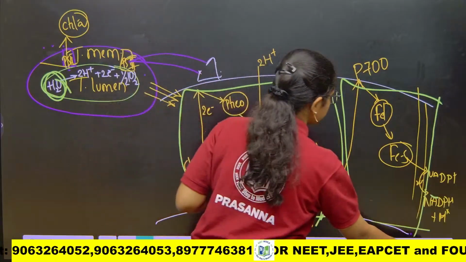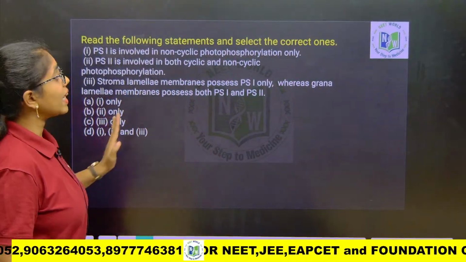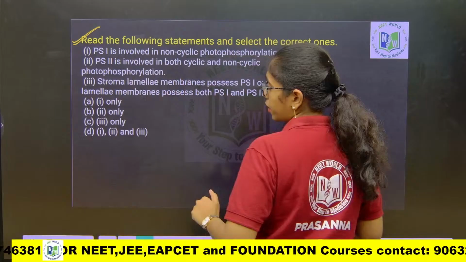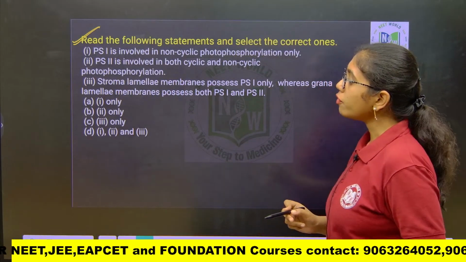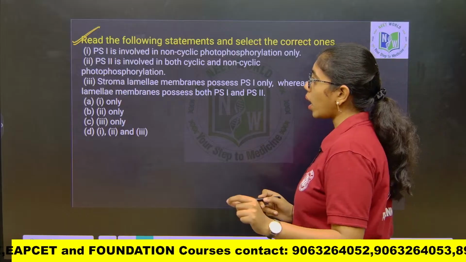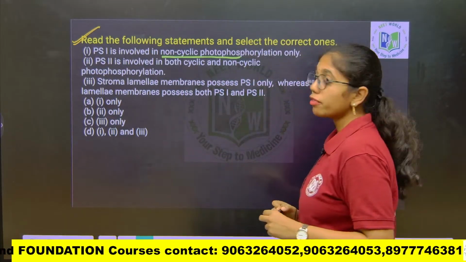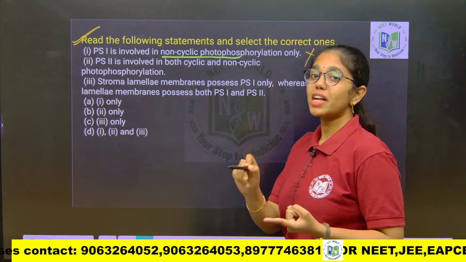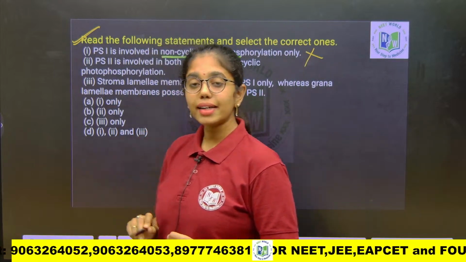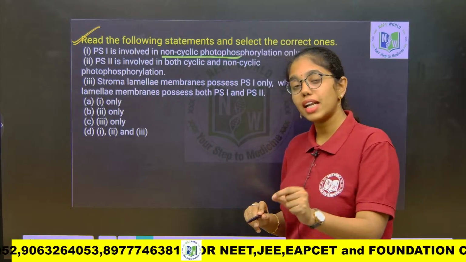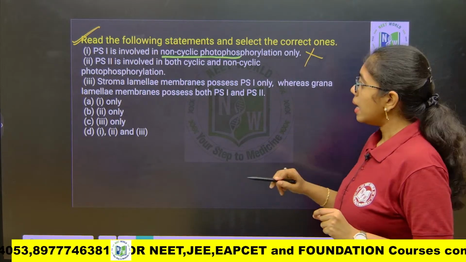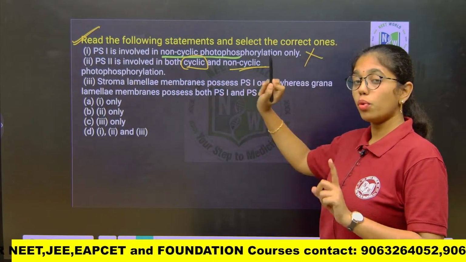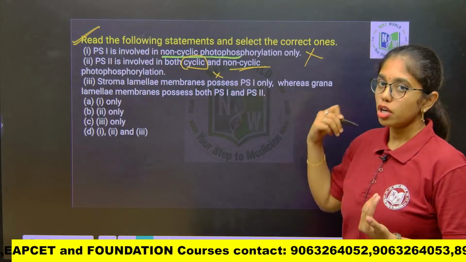Next, read the following statements and select the correct ones. These are statement based. So, here if you see, PS1, photosystem 1, is involved in non-cyclic photophosphorylation only. Wrong. Just now we have discussed, right? PS1 which is present in the stroma lamellae is conducting only cyclic photophosphorylation, that too in bacterial photosynthesis. PS2 is involved both in cyclic and non-cyclic. No, PS2 is involved only in non-cyclic, not in cyclic. So, this is also wrong.